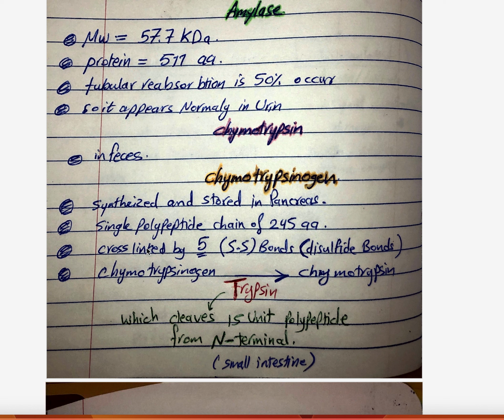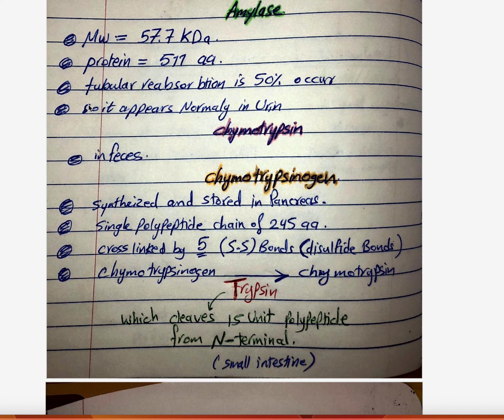And here we have chymotrypsinogen, which by trypsin leads to chymotrypsin. Maybe the question that comes to your mind is what is the relation between chymotrypsin and chymotrypsinogen? The enzyme responsible for that is trypsin, because trypsin breaks down these disulfide bonds, or cleaves 15 units of the polypeptide chain from the N-terminal, and that happens in the small intestine. That will be turned into chymotrypsin.